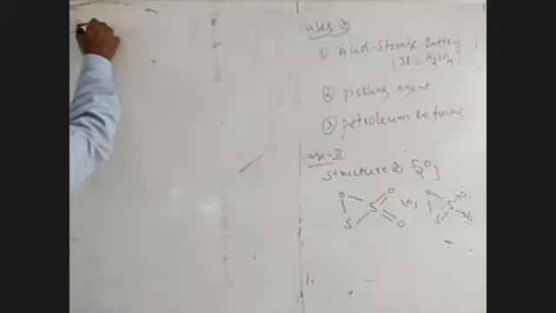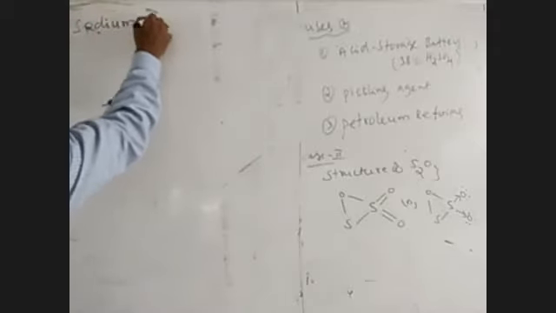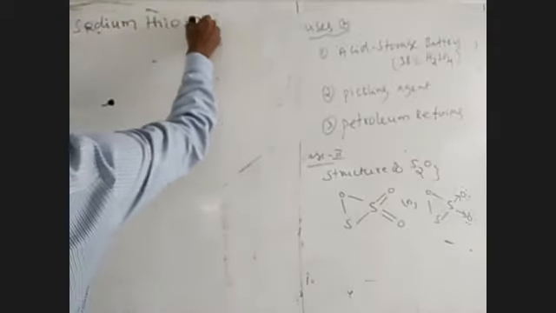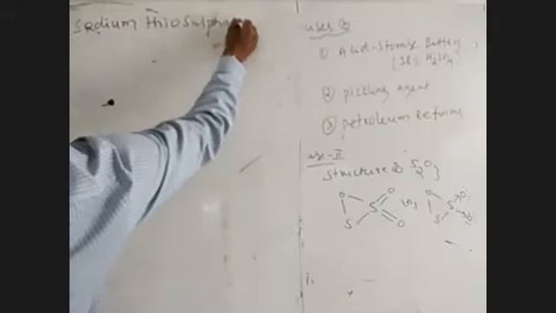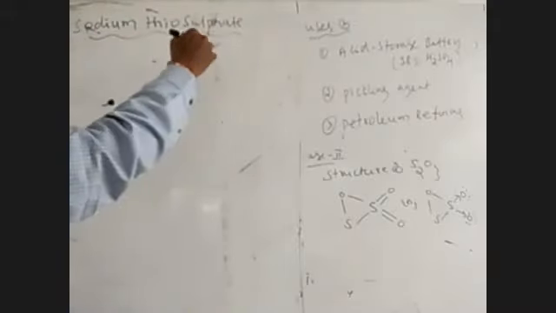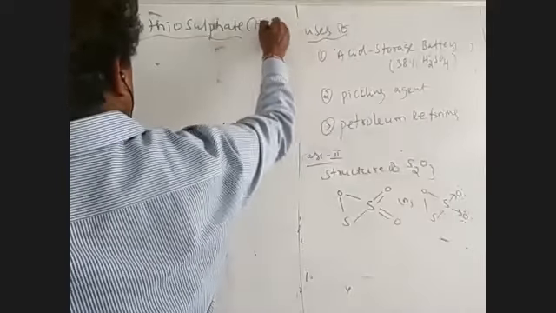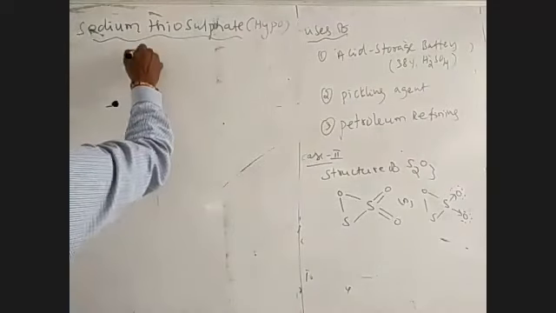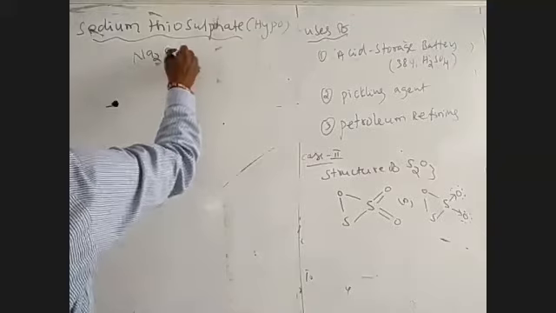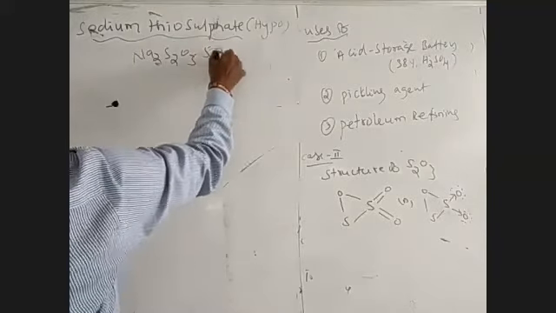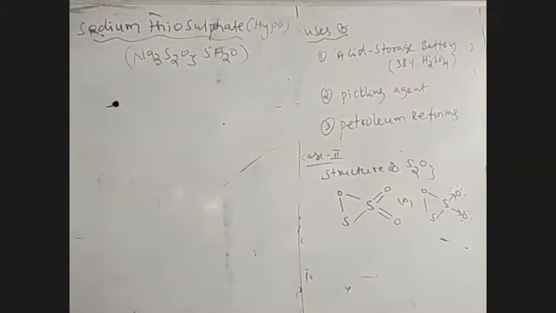Okay. The next compound, sodium thiosulfate, is also called hypo. Sodium thiosulfate. The another name of sodium thiosulfate is called hypo. Formula of the compound Na2S2O3 5H2O.